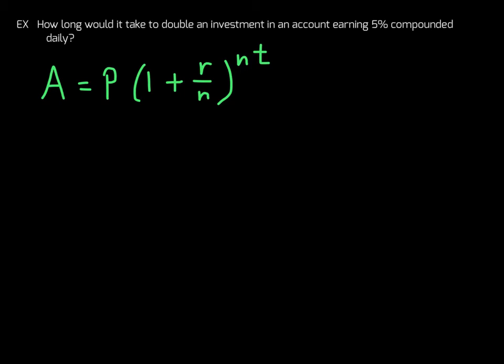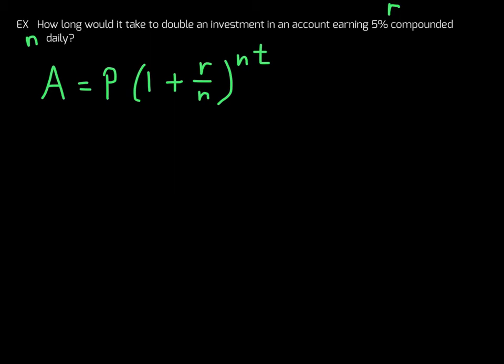First of all, your rate is right here. This is your rate, 5%. We're going to want to write that as a decimal. Now, compounded daily, this word daily here is your n value. How many days are in a year? 365. So n is equal to 365.